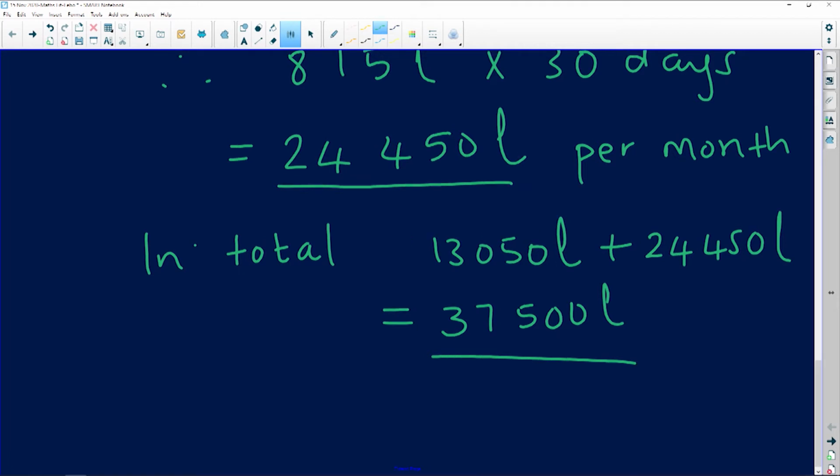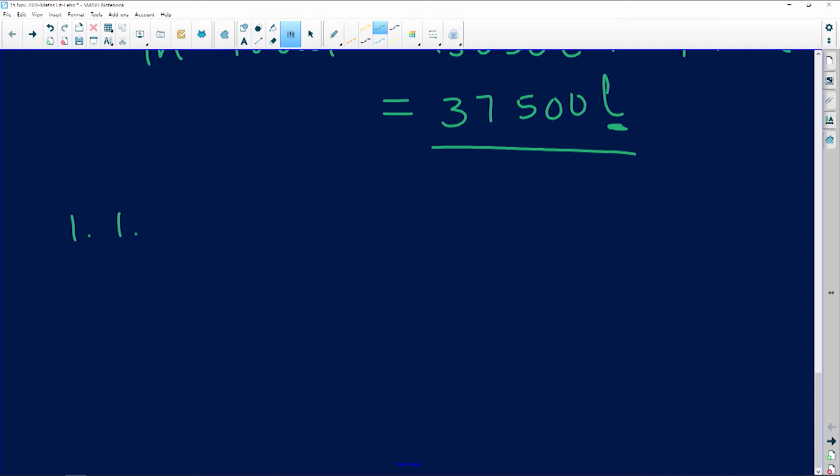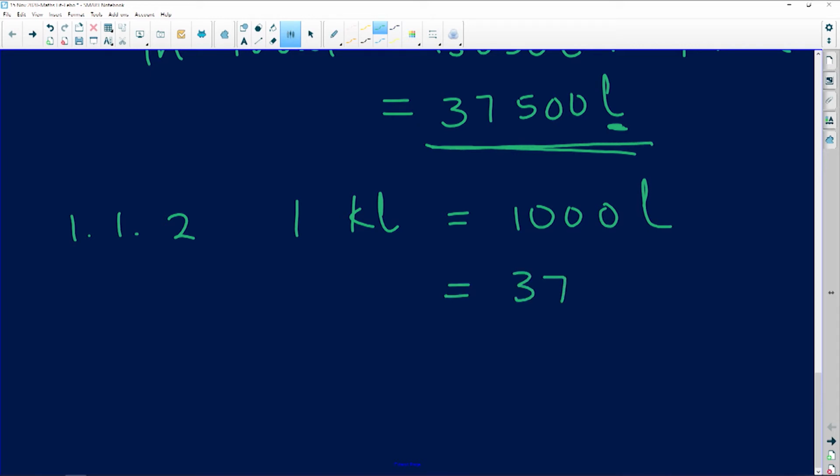But now I need to remember this is liters, and I need to convert this into kiloliters. Above, the table said to me 1 kiloliter is equals to 1,000 liters. So I need to convert this into kiloliters. I'm going to put liters under liters, 37,500 liters. And then I'm going to put an X here because I'm trying to convert it into kiloliters.